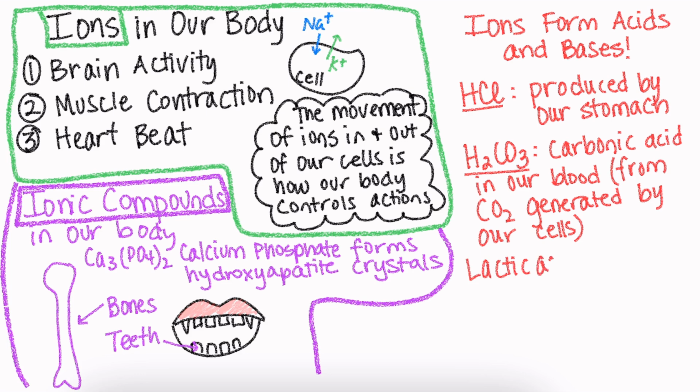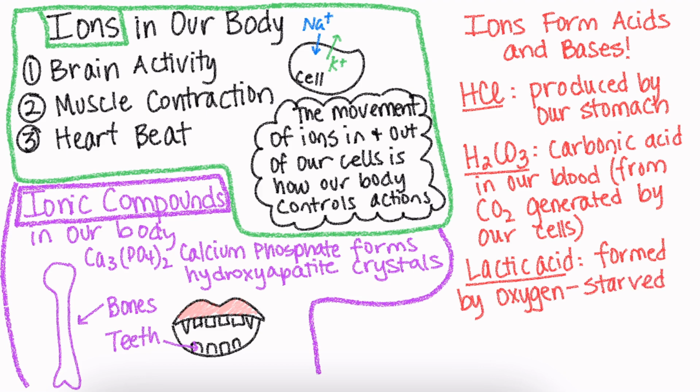Then there's lactic acid. It's got a big formula, so I won't write it all out for you here. But lactic acid is formed also by our cells when they're oxygen starved and you're exercising. So that's when you feel the burn. And that can also lower the pH of your blood. And then one last acid that you'll hear about in anatomy and physiology, uric acid. And this one is formed by our liver. It's part of its normal processes.